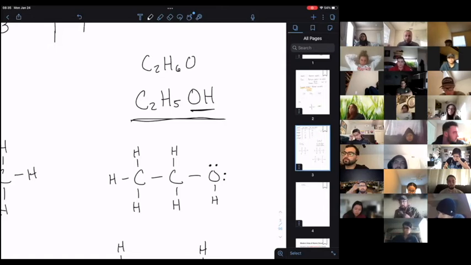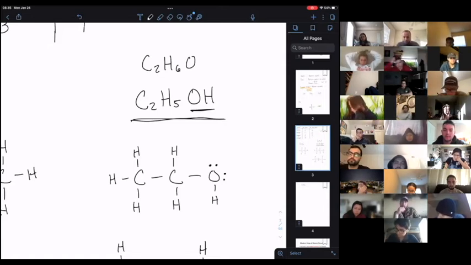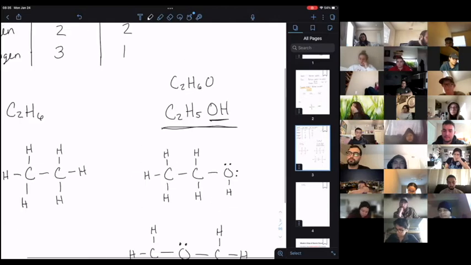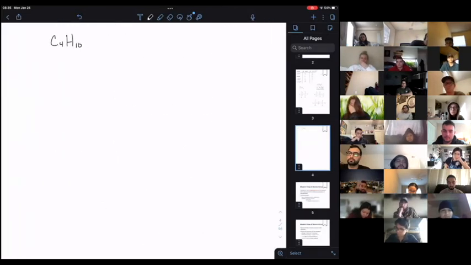Those aren't two different structures. They're the exact same thing. What these structures really tell you is who's bonded to who and where those electrons lie. That's really the pieces of information that we can get from these structures. All right, so now going to our new example here.